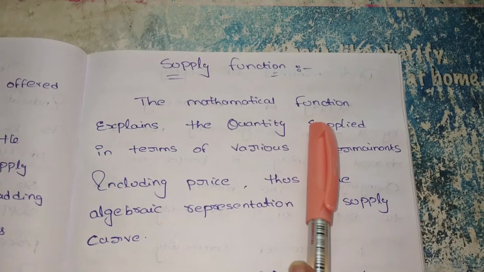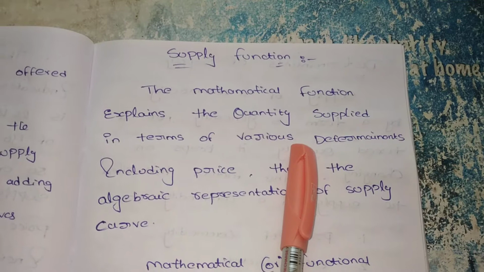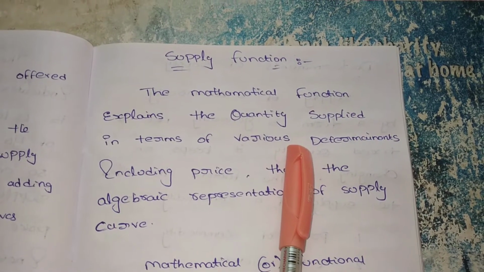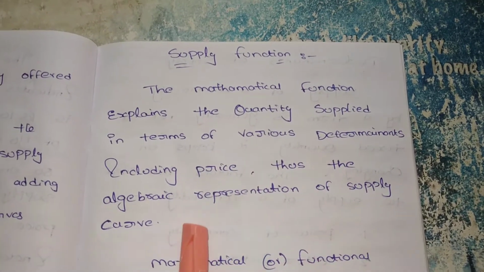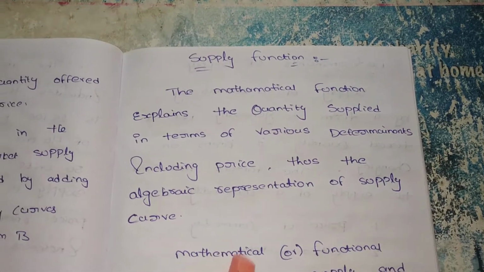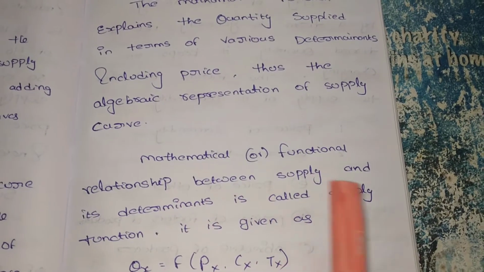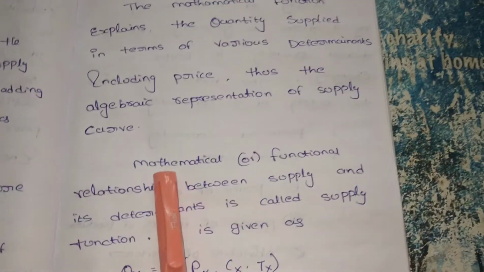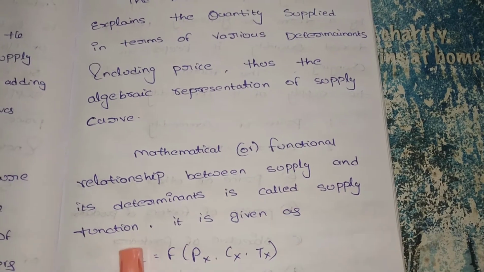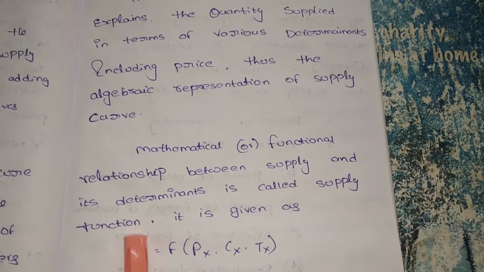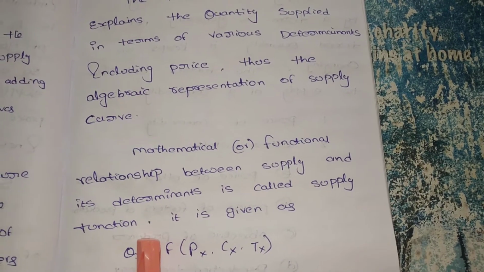The mathematical function explains how much quantity we supply while considering all the terms, including price. Thus it is the algebraic representation of a supply curve. So we can say it is a supply function: the mathematical or functional relationship between supply and its determinants is called the supply function. We discussed the relationship between these two terms, and we can say it is a supply function.